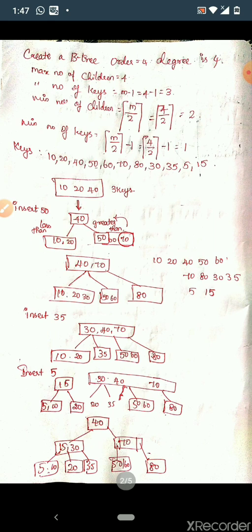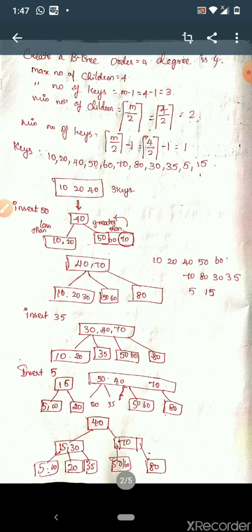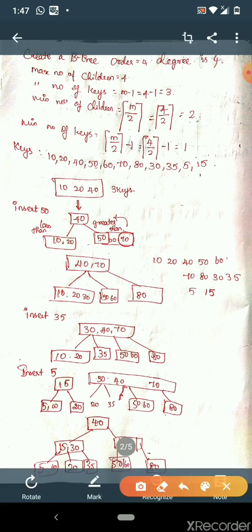Now let's see the example for B tree with order 4, that is degree is 4. The maximum number of children should be 4, and the maximum number of keys is m minus 1, 4 minus 1, that is 3. The minimum number of children is ceil of m by 2, 4 by 2, that is 2. The minimum number of keys is ceil of m by 2 minus 1, that is ceil of 4 by 2 minus 1, that is 1.